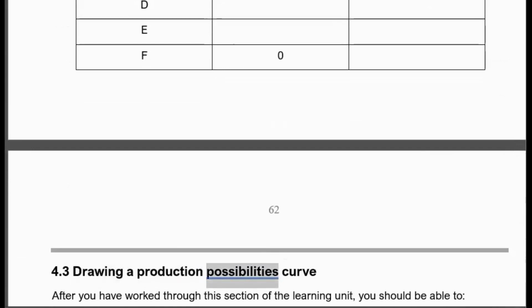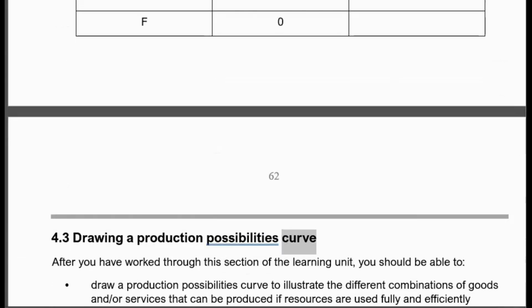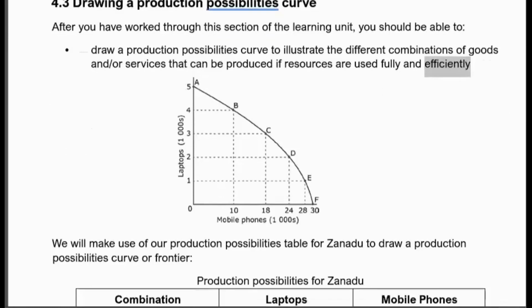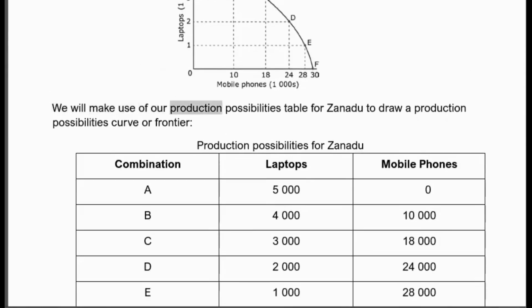Drawing a production possibilities curve. After you have worked through this section of the learning unit, you should be able to draw a production possibilities curve to illustrate the different combinations of goods and or services that can be produced if resources are used fully and efficiently. We will make use of our production possibilities table for Xanadu to draw a production possibilities curve or frontier.